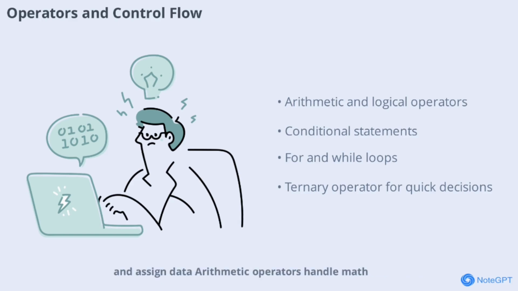Arithmetic operators handle math, comparison operators return true or false, and logical operators combine conditions. Assignment operators set values, while unary operators increment or decrement numbers. The conditional ternary operator offers a concise way to write if-else logic. Control flow is managed with conditional statements like if and else, letting your code make decisions. Loops such as for, while, and do while repeat actions until a condition is met.